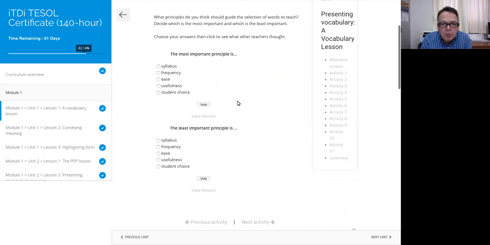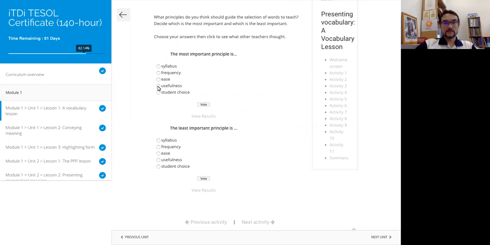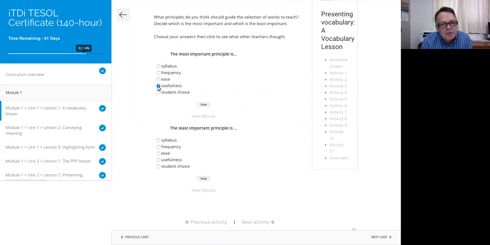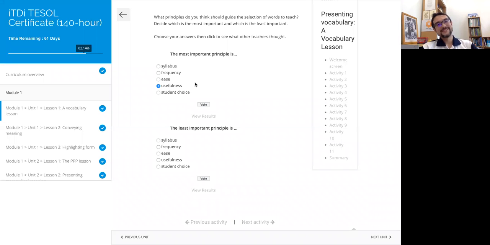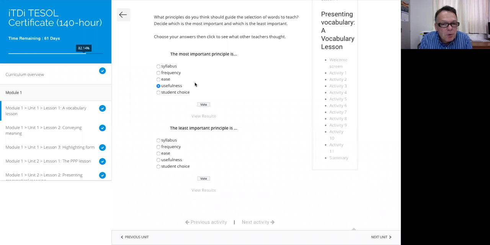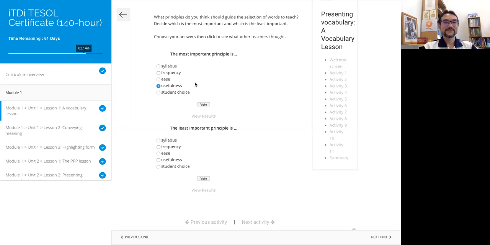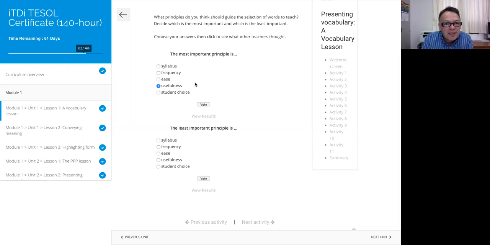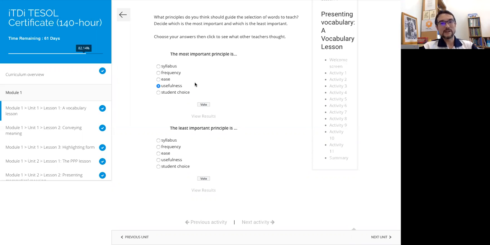So the most important principle, you want to look through that list: syllabus, frequency, ease, usefulness, student choice. I'm going with usefulness, and that was my third choice. All right, what were your top two? Well, based on our last suggestion, we both kind of talked about what we did in class, which was more focused on student choice. And then I had also in a previous one talked about frequency. So I really feel like I'm being drawn in three different ways on this one. Yeah, I think they're my top three.